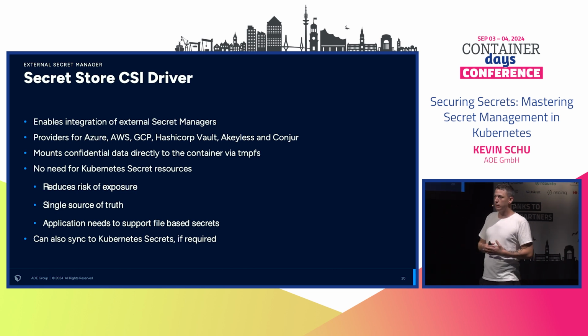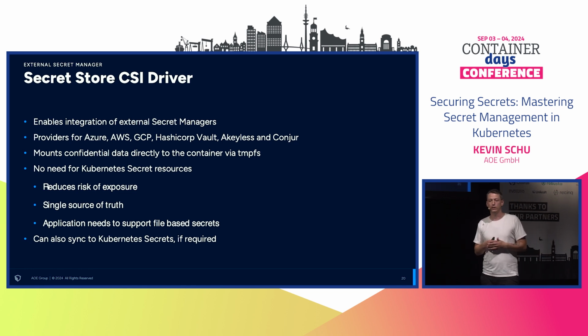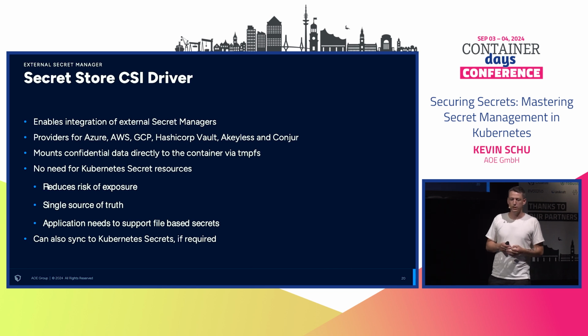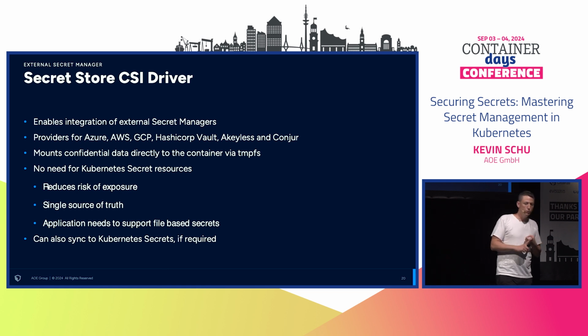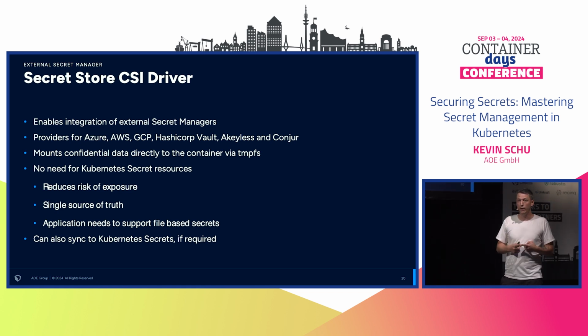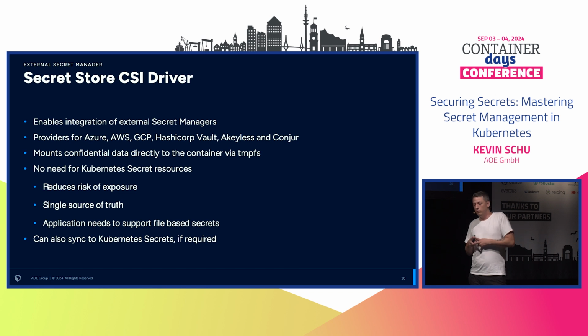The Secrets Store CSI driver on the other side allows you to actually mount that confidential data directly into your container via tmpfs. Pretty much the same as when you mount a Kubernetes secret value to the file system, but just without the need of having an actual Kubernetes secret resource. This reduces the risk of exposure a lot. You maintain your single source of truth, you don't have a replication, and these are two very important points.